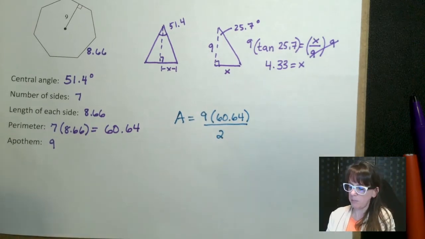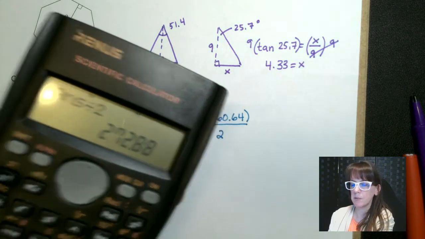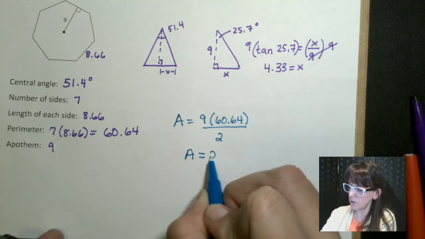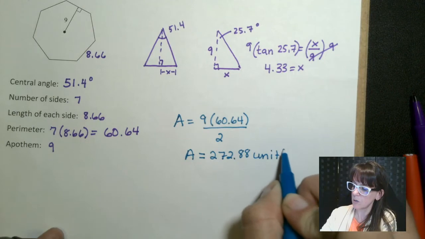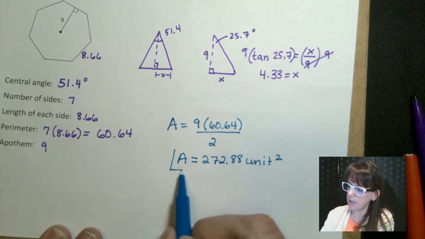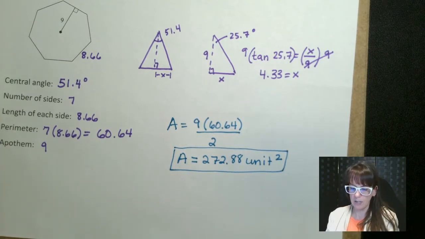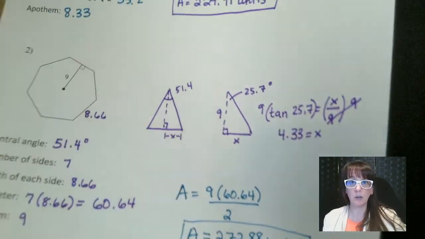So 60.64 times 9 gives us that garbage right there. Divide by 2. We get that garbage right there. The area is about 272.88 units squared. I didn't put any units on these, so my apologies. But that would be our area. Again, we have to use that double step to find it using some trig. So hopefully that helps. We do have some extra examples if you want to stick around and try these.